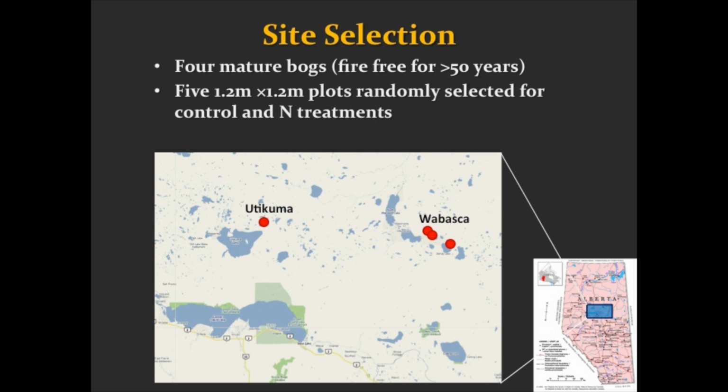To conduct the study, we stayed away from the nitrogen increased area, well, supposedly, but we found out later that one of the sites actually has elevated nitrogen deposition already. But overall, we stayed away from the oil sand region, in the middle, close to Wabasca and Utikuma. We selected 4 mature bogs, and they have remained fire-free for at least 50 years. And then within each site, we selected 5 plots to apply nitrogen addition.